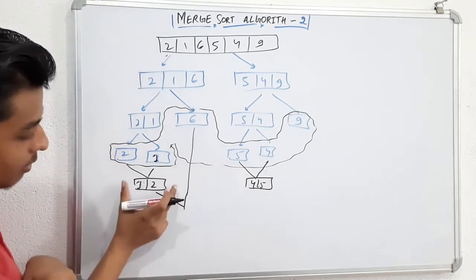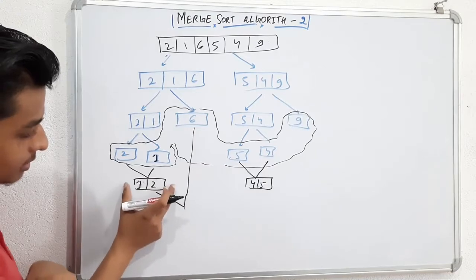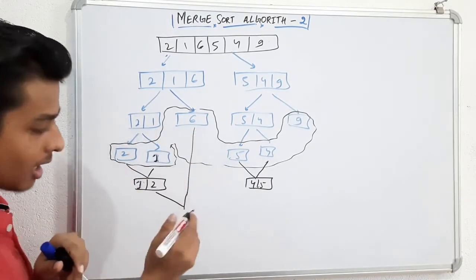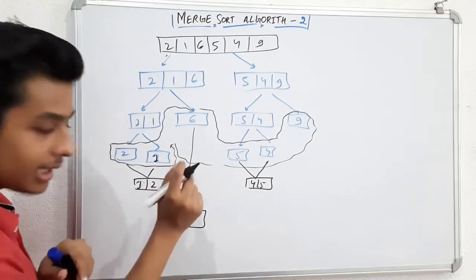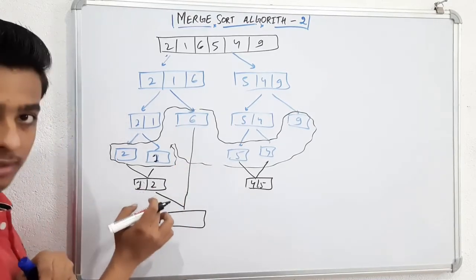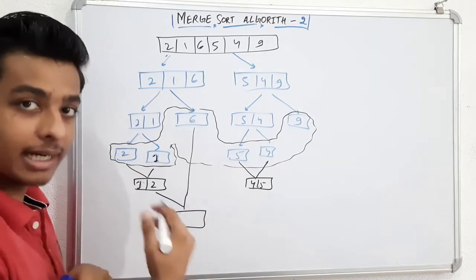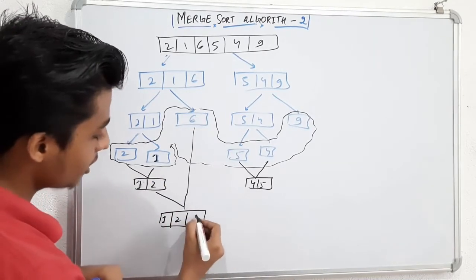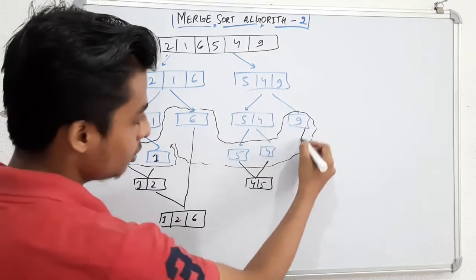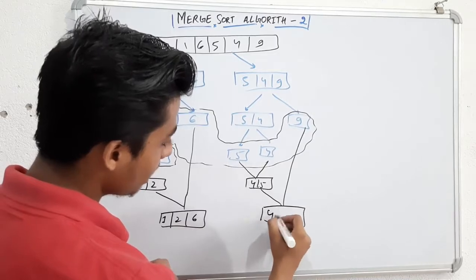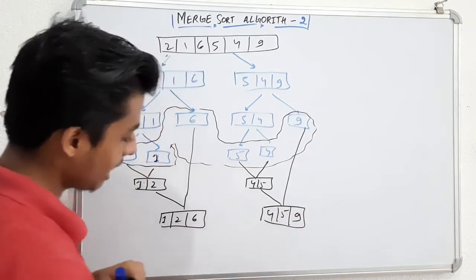Now again you merge these. We have a subarray of size 2 and a subarray of size 1. Again we merge them, both are sorted: 1 and 2 is sorted, 6 is already sorted. So we'll merge both of them such that we get the sorted array itself. So it will be 1, 2 and 6. Now you do the same for this. What will you get? 4, 5 and 9.